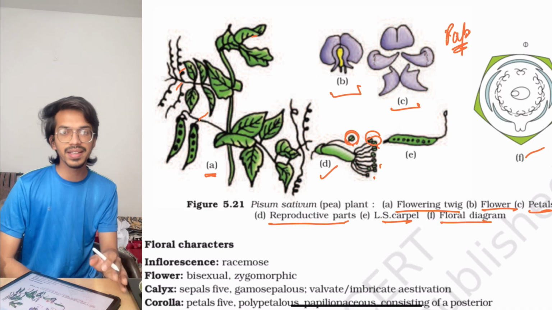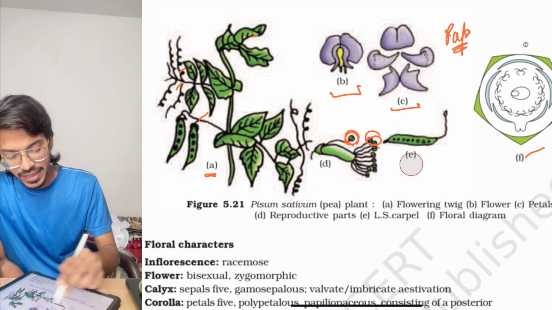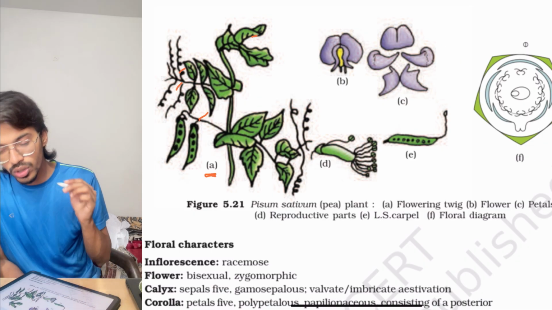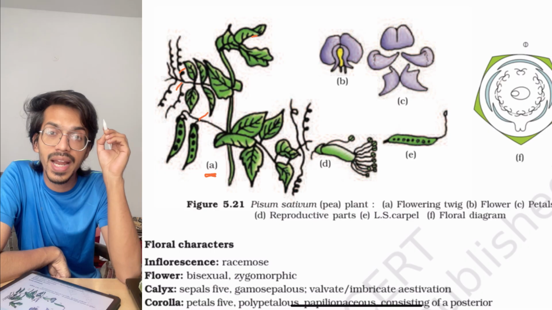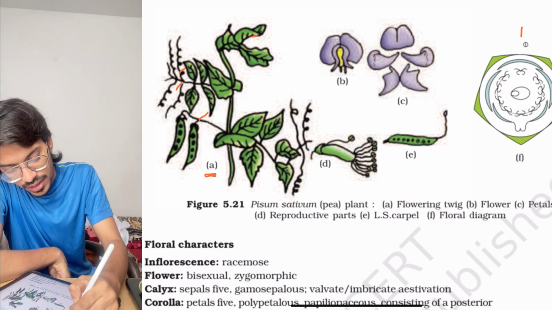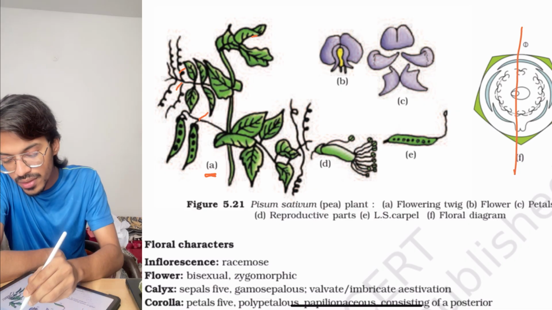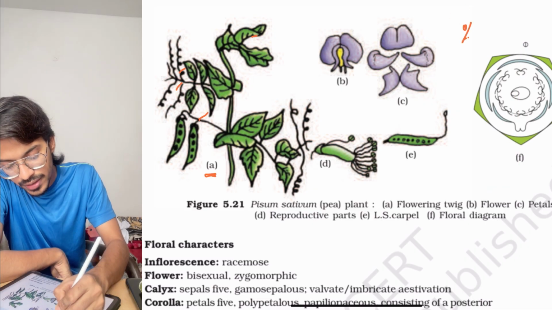Now in the floral diagram, let's try to write its floral formula, so that it becomes easier for you. To write the floral formula, first of all we always have to start with what kind of cut it has. We can cut it only this way, so there is only one way through which we can cut it. So it is zygomorphic.